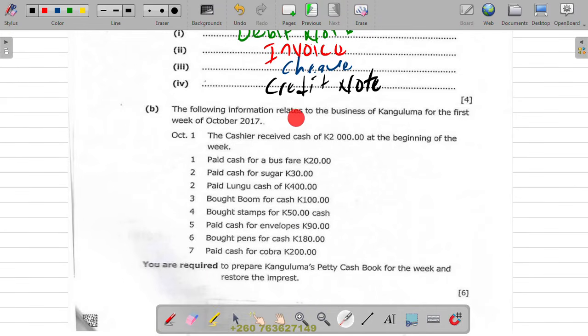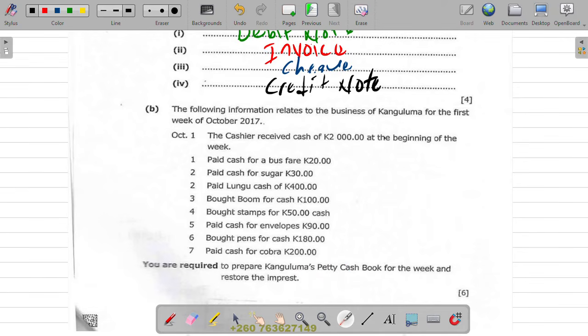The following information relates to the business of Nganguluma for the first week of October 2017. On October the 1st, the cashier received cash of 2,000 at the beginning of the week. These are the transactions.